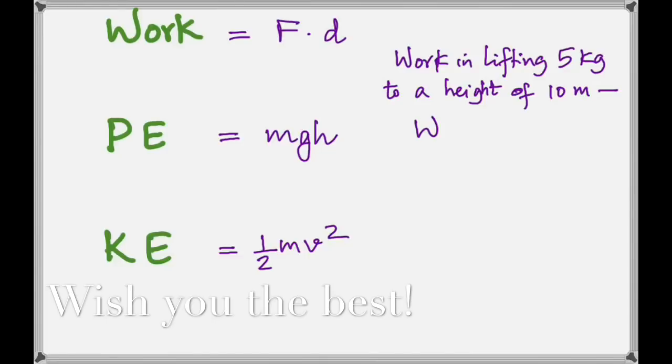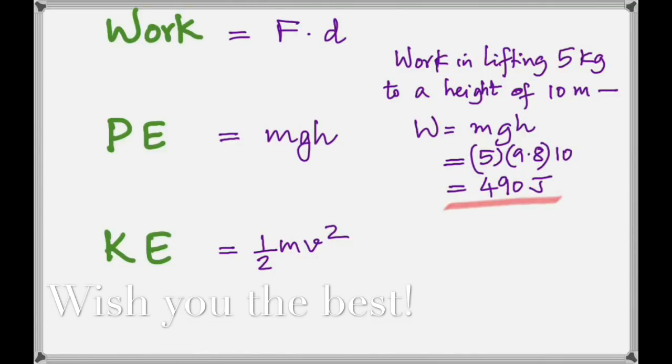Okay, so can you get the answer now? Work done is mgh. And you should have got 490 joules. Did you? Joule is the unit of work and of energy, because energy is the ability to do work. Are you all listening to me? Good.